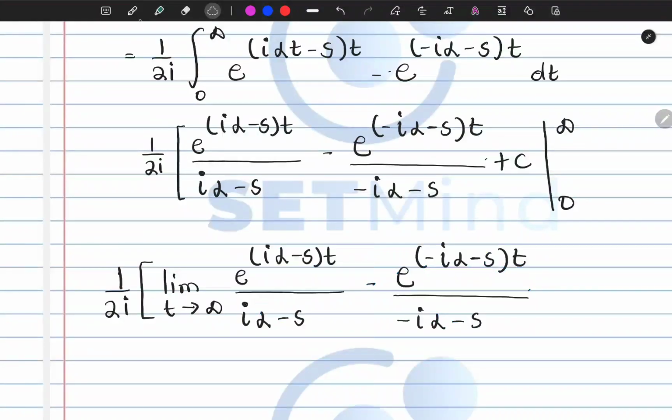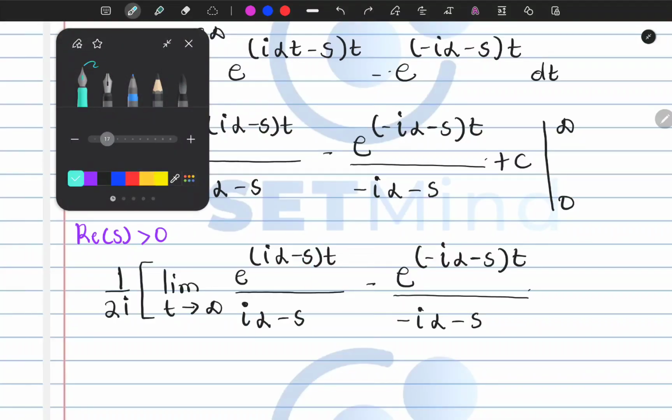So remember that we never want our answer to be approaching infinity. So what we do is we assume that the real part of s is greater than 0. So it's positive. So this negative here makes it a negative exponential. Then when you put in infinity, all of that just goes to 0.